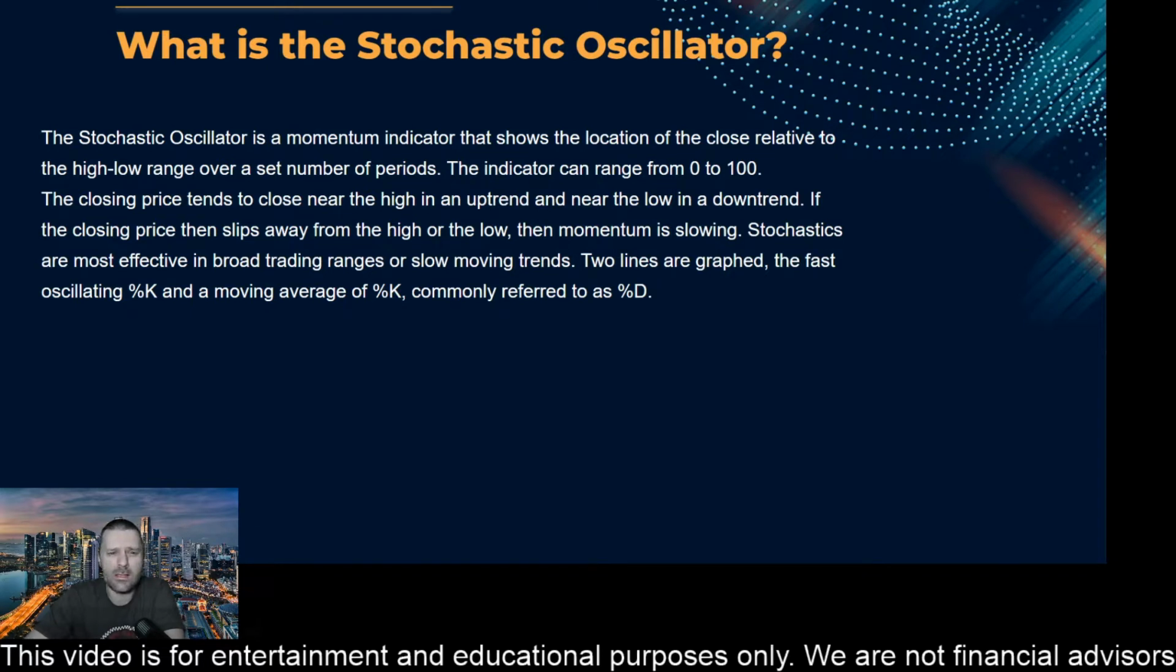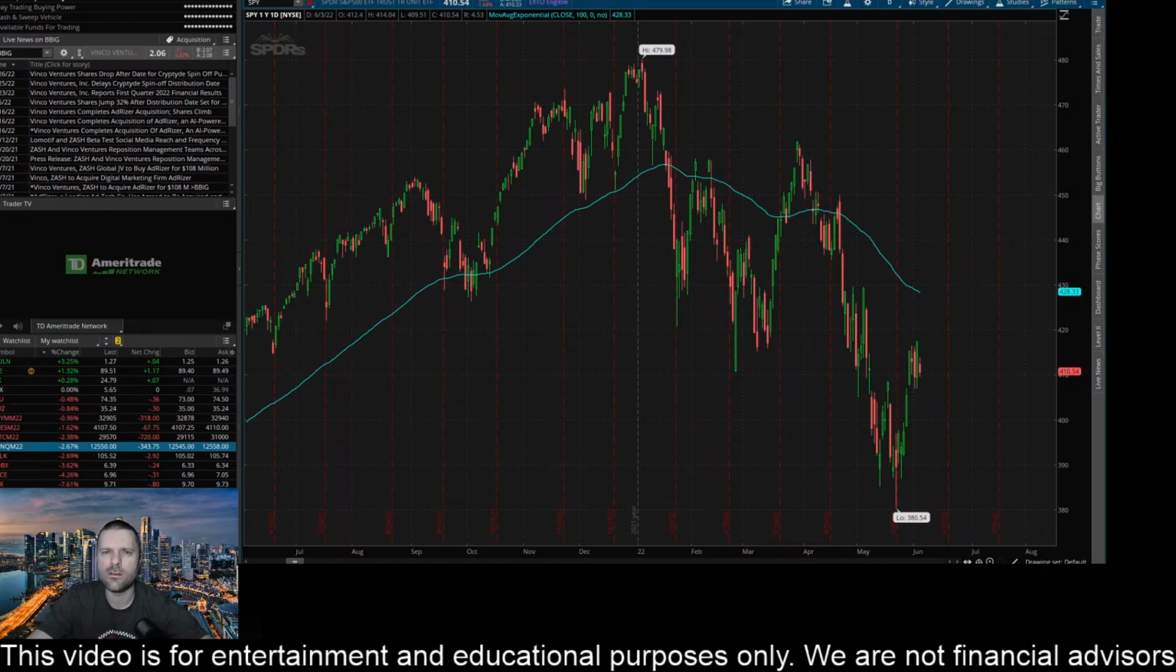The closing price tends to close near the high in an uptrend and near the low in a downtrend. If the closing price then slips away from the higher low, then momentum is slowing. Stochastics are most effective in broad trading ranges or slow-moving trends. Two lines are graphed, the fast oscillating percentage K and a moving average of percentage K, commonly referred to as percentage D. So let's hop into Thinkorswim here and see how to get this stochastic oscillator on the chart.